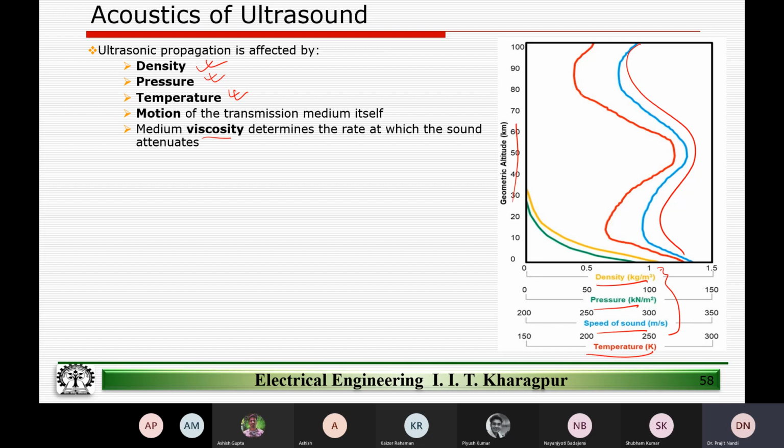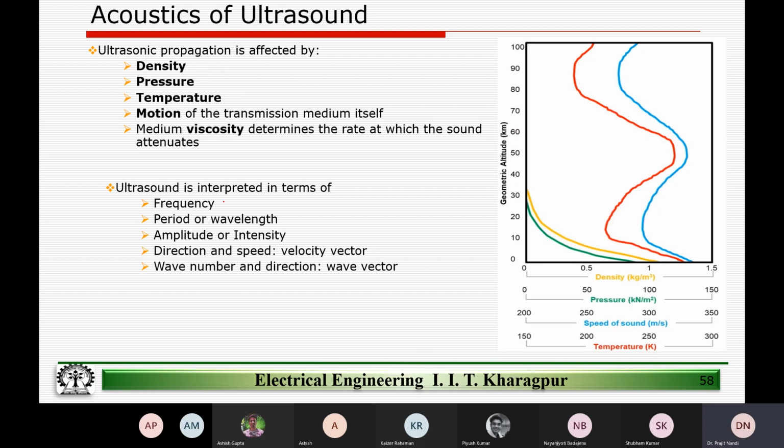If you see the temperature in actual space varying like this, then we see the speed of the sound wave is also dependent on temperature. It closely follows that, right?